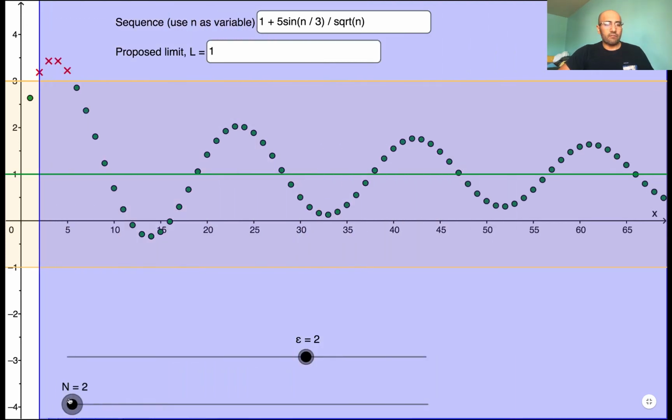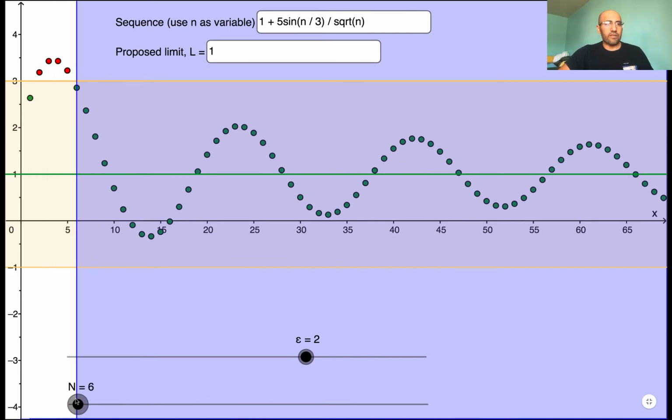Even starting there, see, they fail there, they fail there. Starting at n equals 6, all the other values from n equals 6 forward will all be inside the band where epsilon equals 2. So that person is convinced. Then a new person comes in and says, you know what, that width is not wide enough.